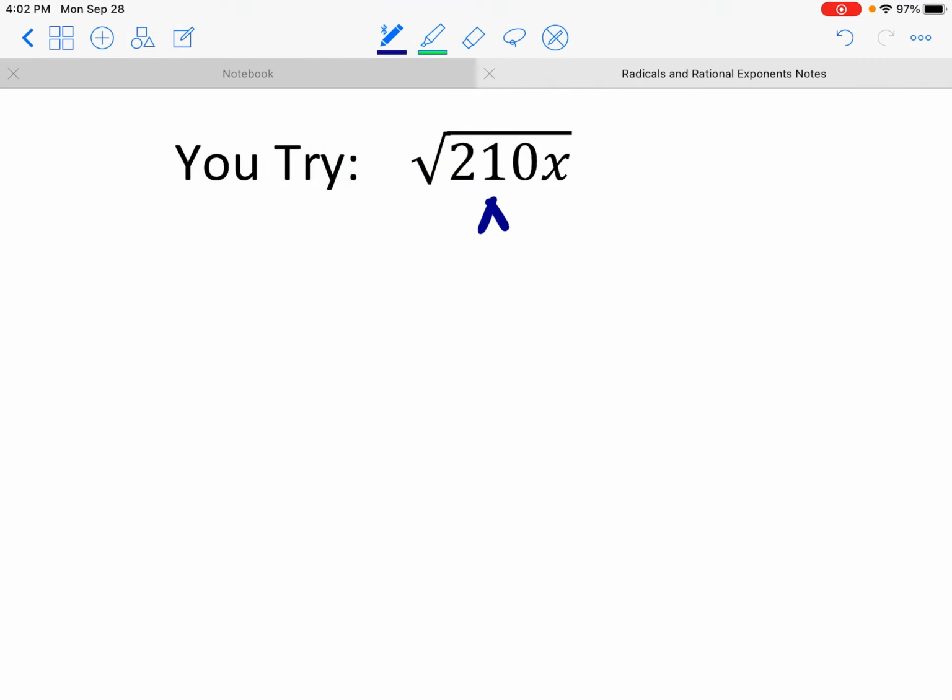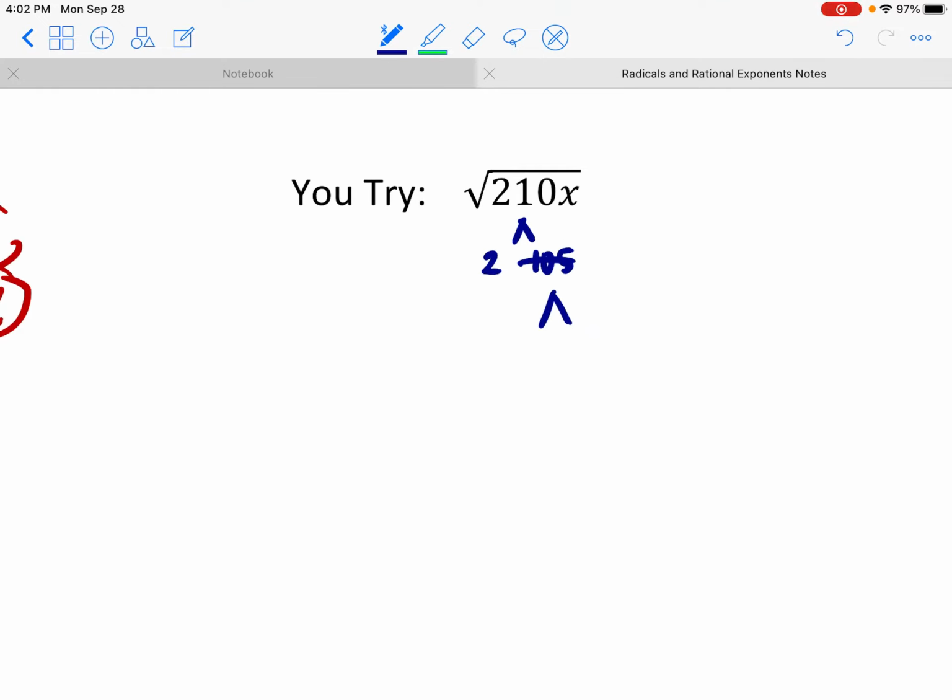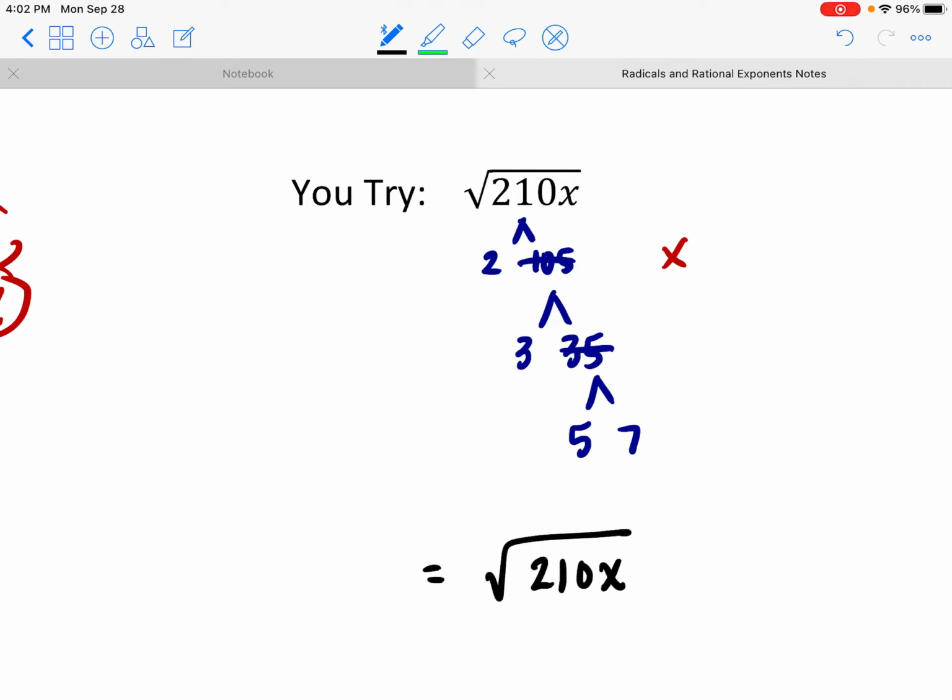Let's see, this is 2 times 105, and then 105 is not even, but 3 goes in. 35 times, and then 35 is going to be 5 times 7. And then I have an x. So if it's a squared, I'm looking for pairs, but I don't have anything. I got no groups of anything, no pairs of anything. That means all of this stuff is stuck inside of the radical. So if nothing comes out, everything stays in, then this radical cannot be simplified. It is already in its simplified form, so it's going to have to stay as radical 210x. Okay? Hopefully that's not too bad.